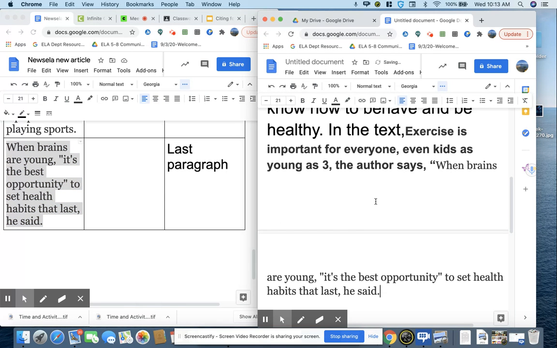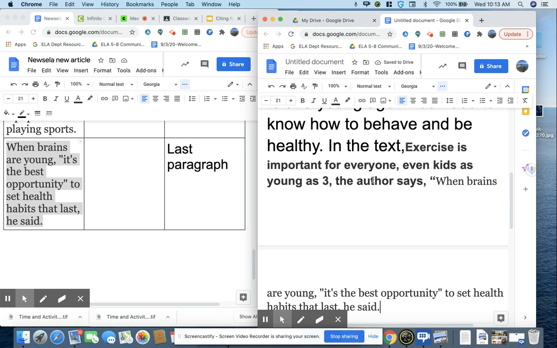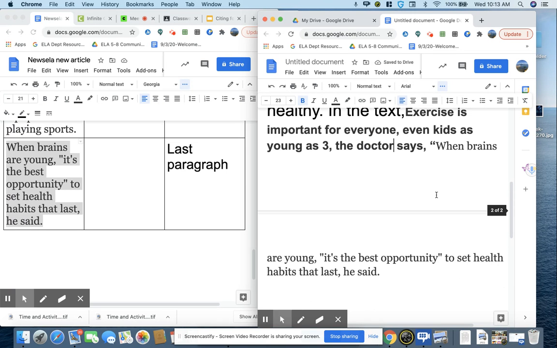So it's actually not the author. Let me rephrase that. In the text, it's actually the doctor who says, "When brains are young, it's the best opportunity to set health habits that last," he said. And then I put my end quote. Anything that's said in the article has to be within the quotes, right?